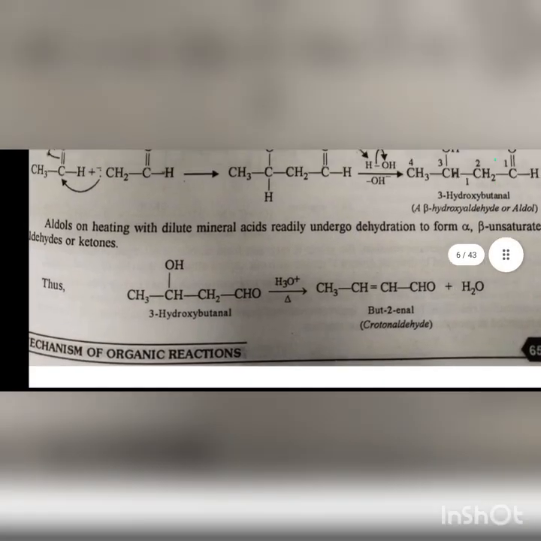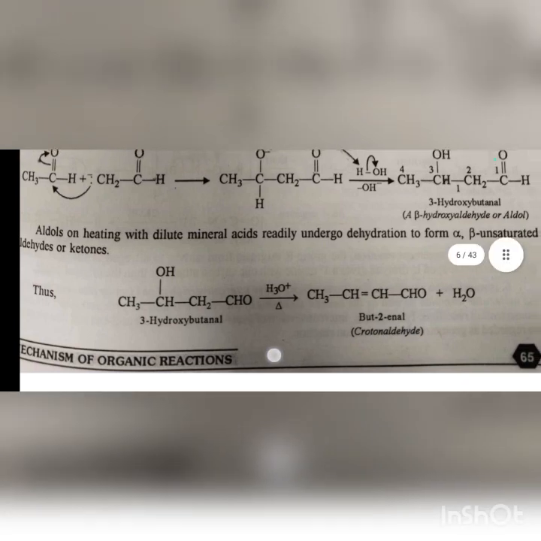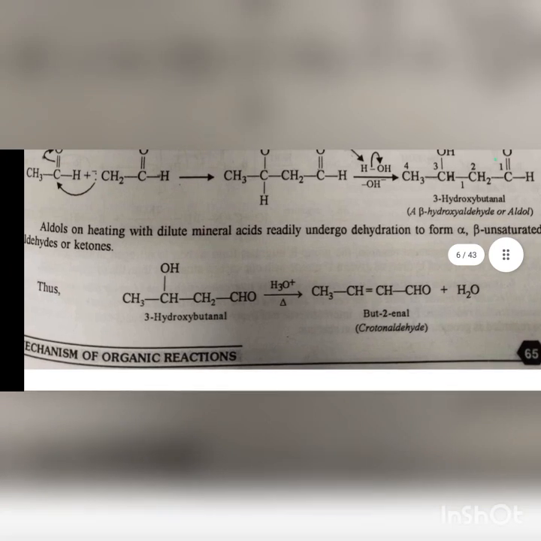For example, when two molecules of acetaldehyde condense in the presence of dilute alkali to form 3-hydroxybutanal, since beta hydroxyaldehydes or ketones are commonly known as aldols, therefore this reaction is also known as aldol condensation. Aldols on heating with dilute mineral acid readily undergo dehydration to form alpha beta unsaturated aldehydes or ketones. Just take an example, when 3-hydroxybutanal is treated with dilute mineral acid, it will form butene-2-al, and the side product is water, and this is called crotonaldehyde.